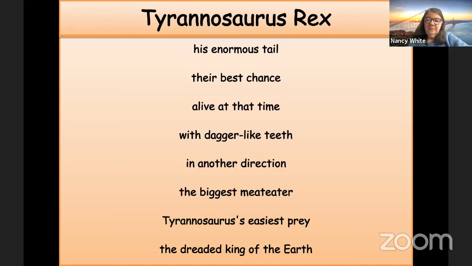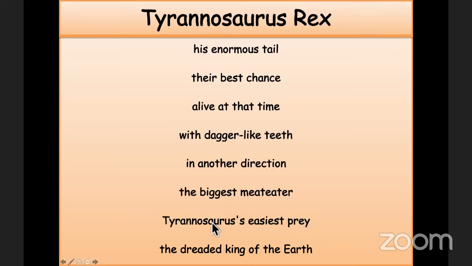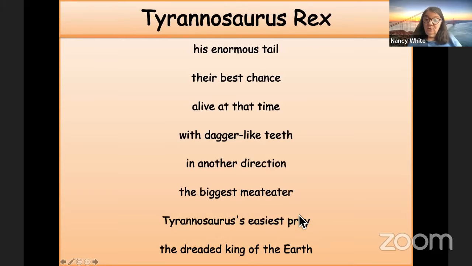Tyrannosaurus's easiest prey. Now, in this case, we have an apostrophe S because the prey belongs to Tyrannosaurus. And this word prey is spelled EY. It has to do with what the Tyrannosaurus is eating, what he eats, not praying as you would in church. The dreaded king of the earth. Repeat, the dreaded king of the earth. Also notice that earth has a capital because it's a proper noun. It names our planet, just like Tyrannosaurus has a capital because it's the name of the dinosaur.